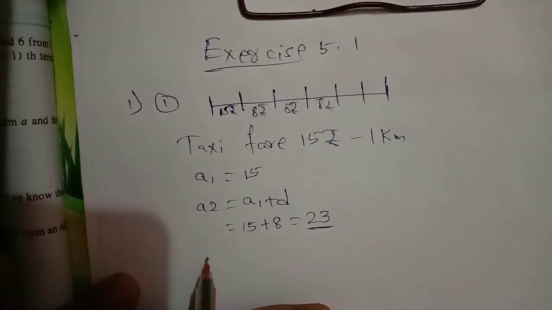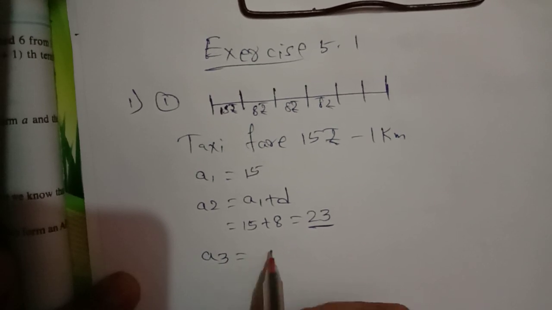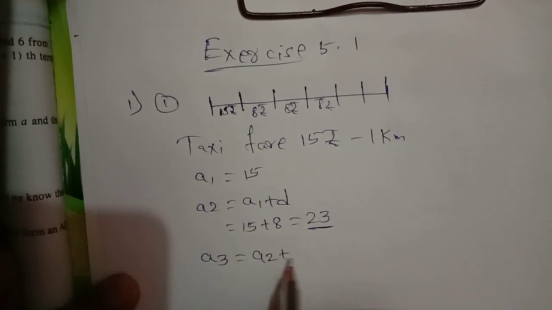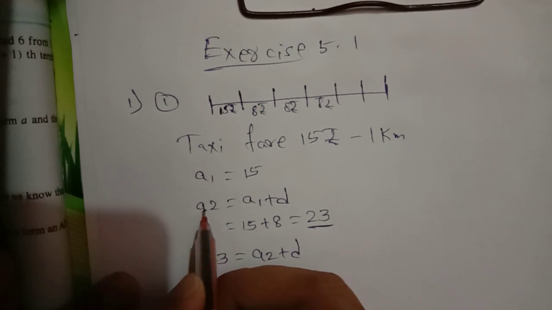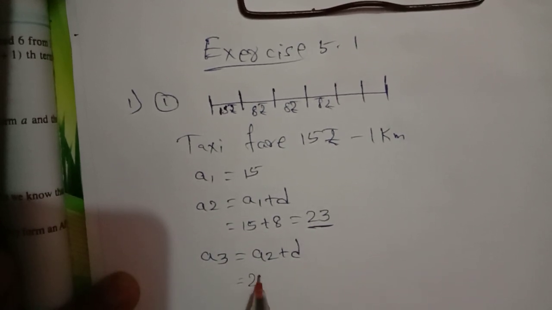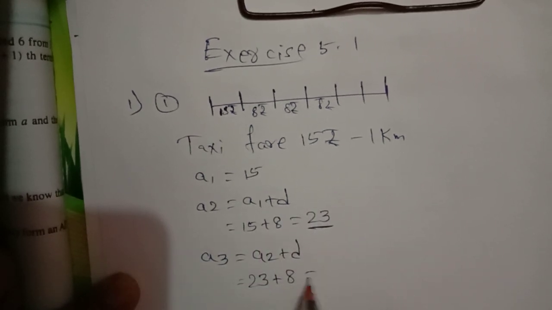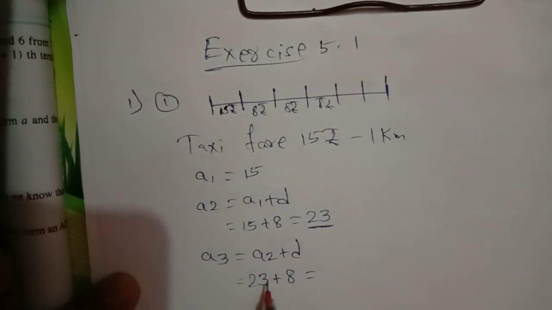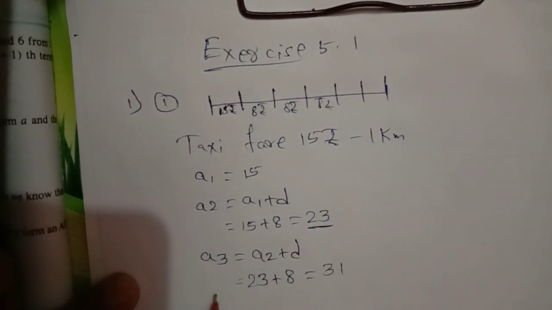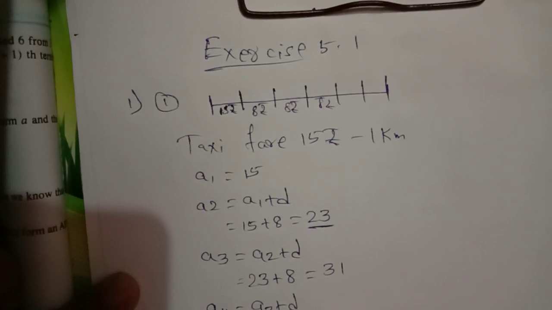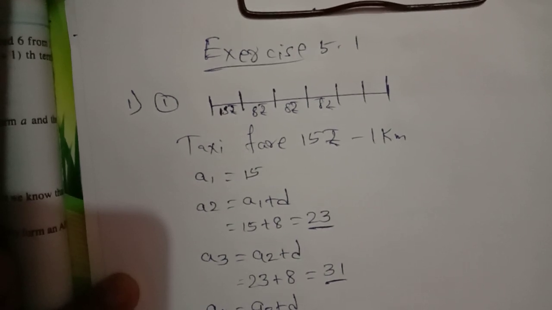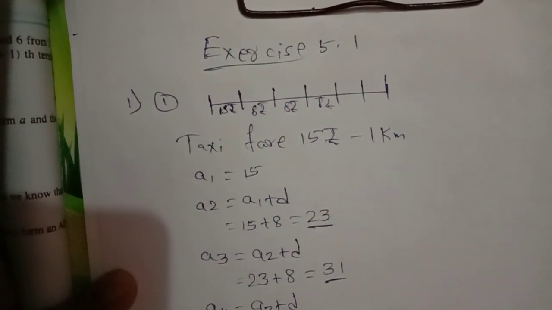Now like this we have to continue. We have to find out the A3. A3 is equal to A2 plus D. A2, what answer we got here? That we have to write. A2 means 23 plus D. D means again we have to write 8, because the common difference is 8 here. 23 plus 8 becomes 31. Again A4, A3 plus D, A3 means 31 plus 8, it becomes 39. So we got here A1, A2, A3, A4.